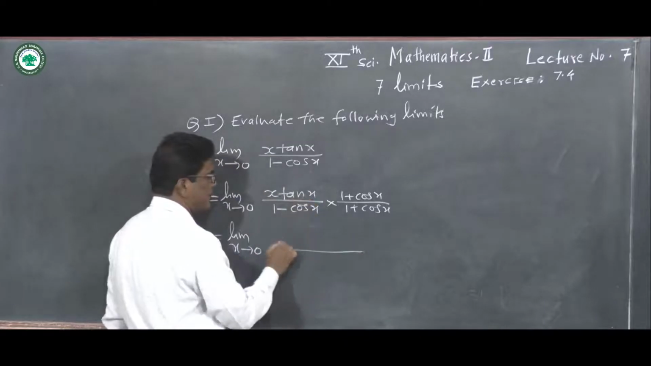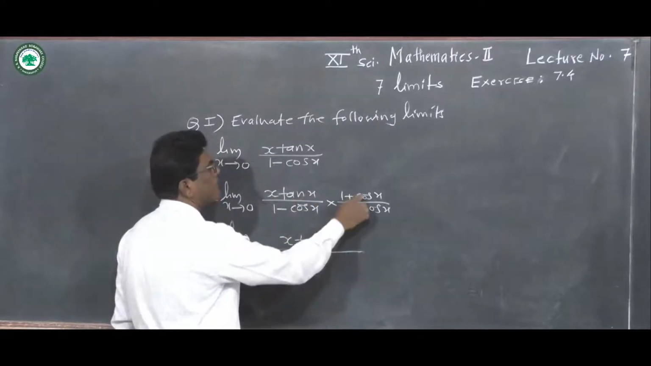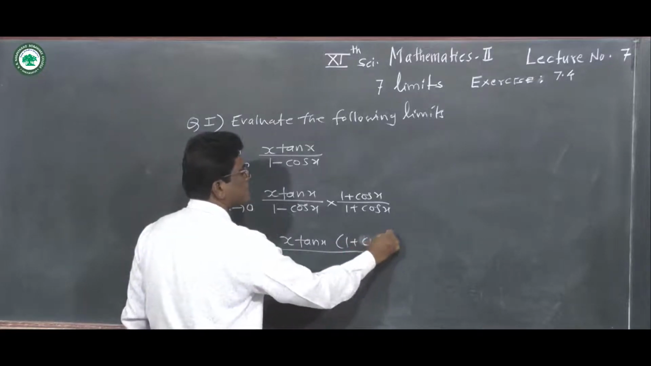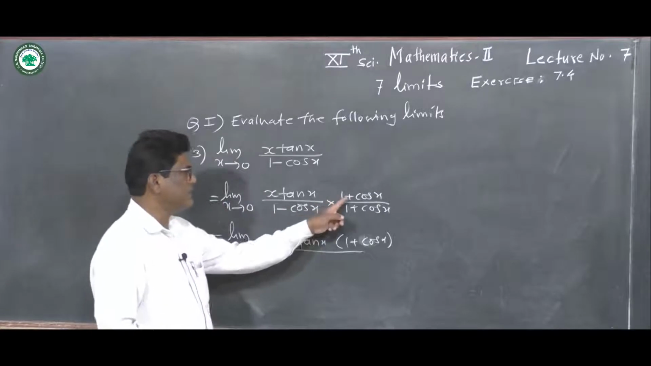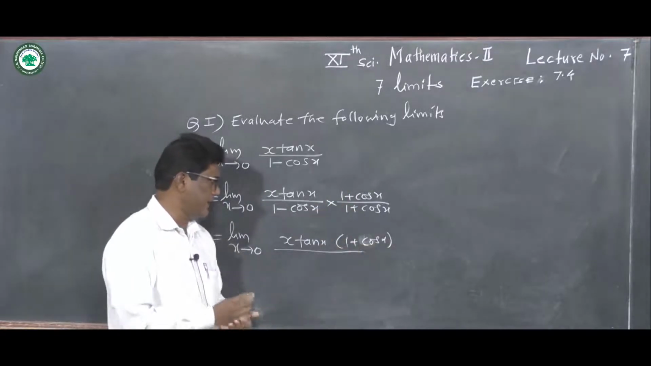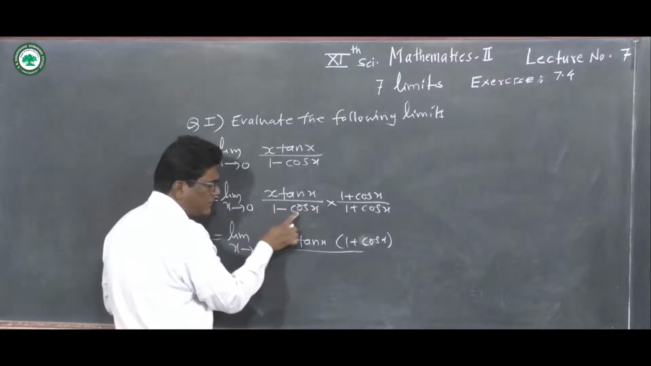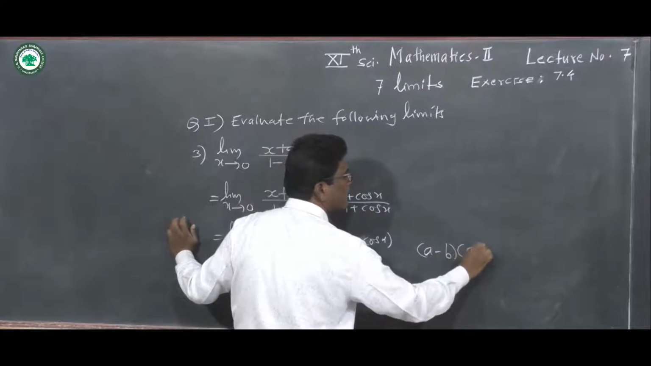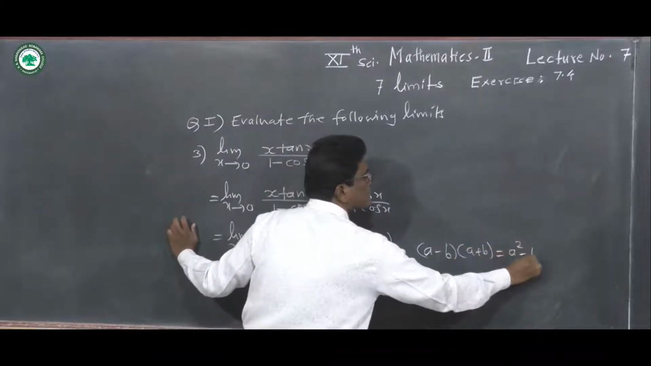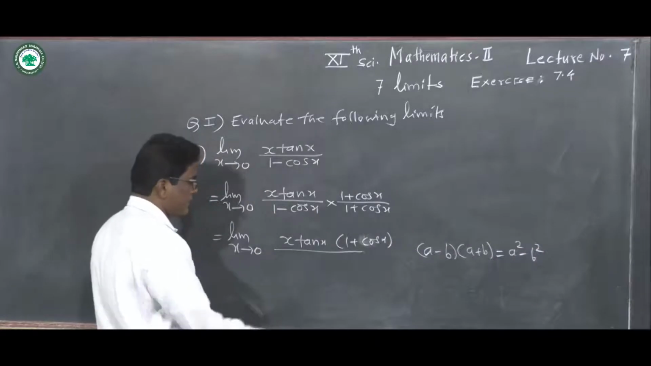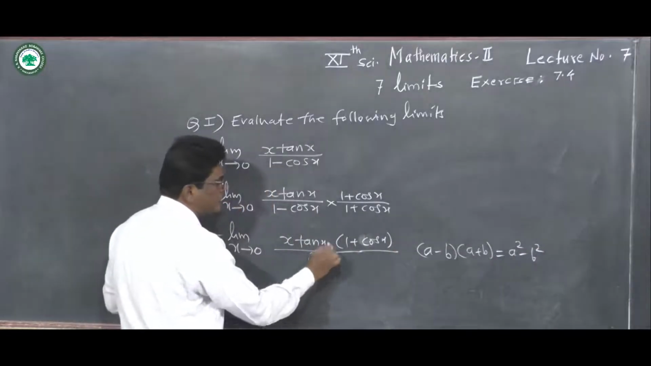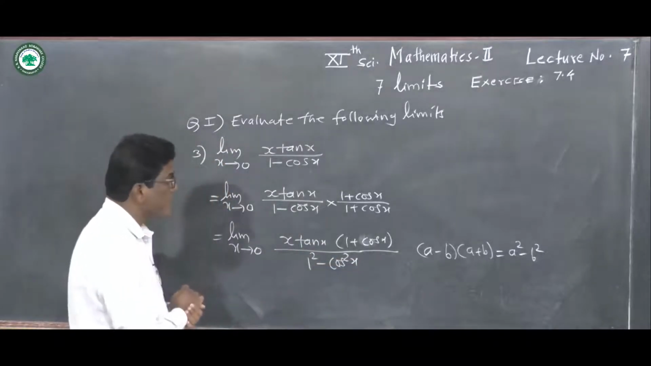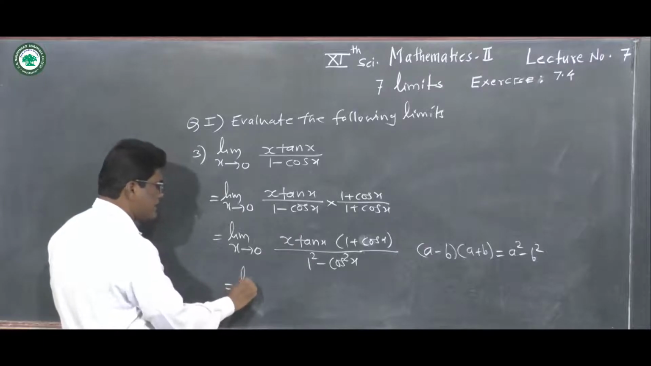So limit as x tends to 0. In the numerator, x tan x as it is, and 1 plus cos x as it is, in the bracket, because this is the addition of 2 terms. And here use the formula a minus b into a plus b equals a square minus b square. So we get 1 square minus cos square x.